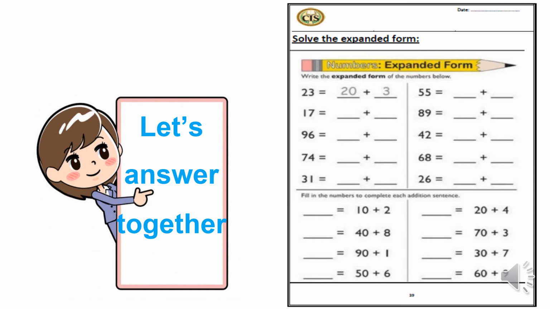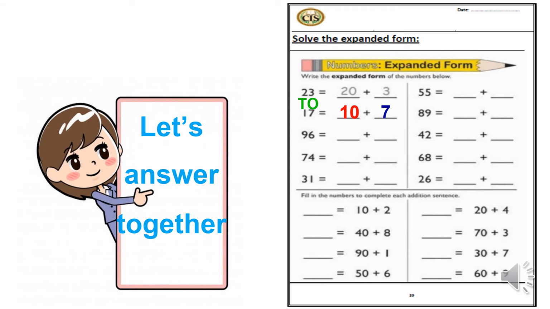Next, we have here number 17. So we put our places to be easy to answer. Ones, tens. So we have here 7 in ones. So its value will be equal to 7. 1 in tens, its value equals 10.